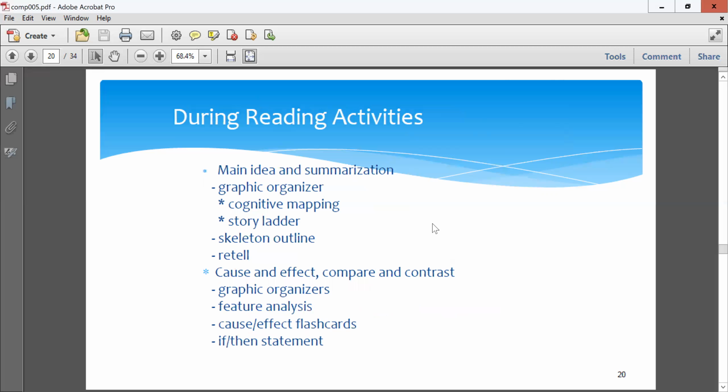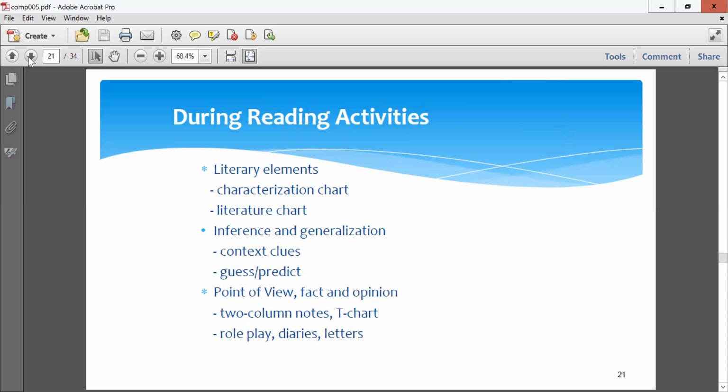I'm looking here for the main idea, or maybe I'm looking for cause and effect, or I'm looking for characterization. There's many different things to be looking for in reading, but focusing that attention will be helpful for your student success. Also, there's some charts and different things that you can use to identify the information, whether this be in an English class or a content class. There's different ways to take notes. These are just some different examples.